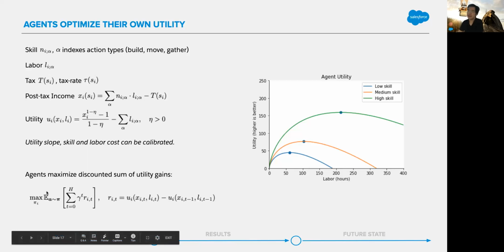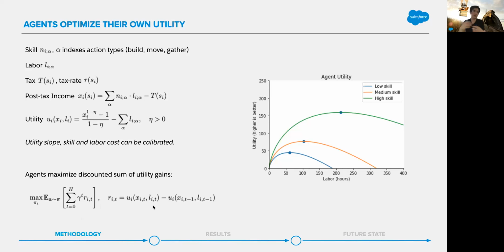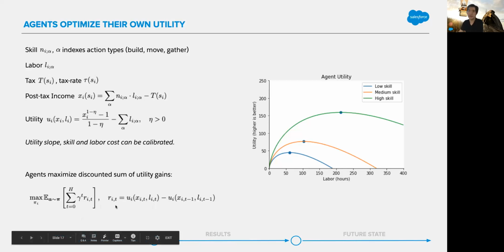Now, the agents maximize their discounted sum of rewards. In this case, we define the instantaneous reward at time t as just the increase in total utility. X and L here are the total cumulative amount of money and labor that you've performed. And R is then the increase in utility that you experience at time t.